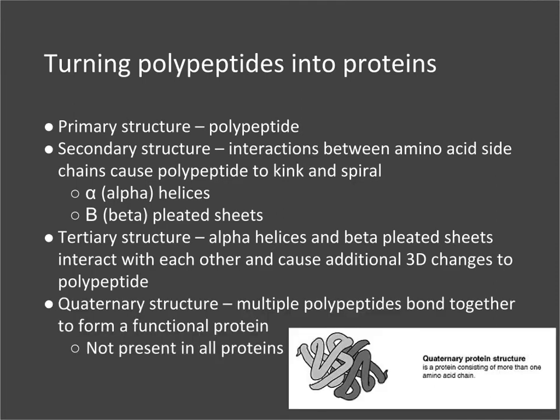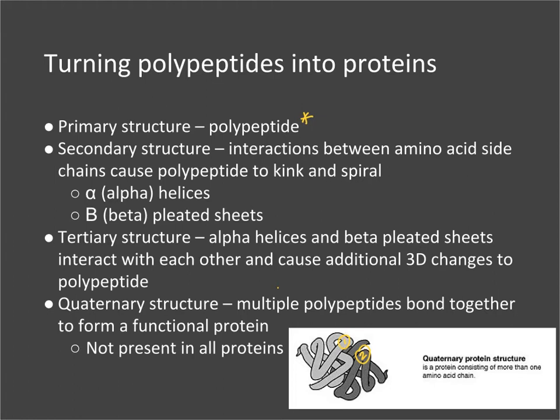So as I mentioned, the quaternary structure is not present in all proteins, but it is present or required in some proteins. And what happens is you end up with multiple polypeptides that go through their secondary and tertiary structures, and then they end up combining together. As we see in this picture here, we have two different polypeptides that have formed their alpha helices and their beta pleated sheets. They've folded into their tertiary structures, and now they're connected together to make a quaternary structure.